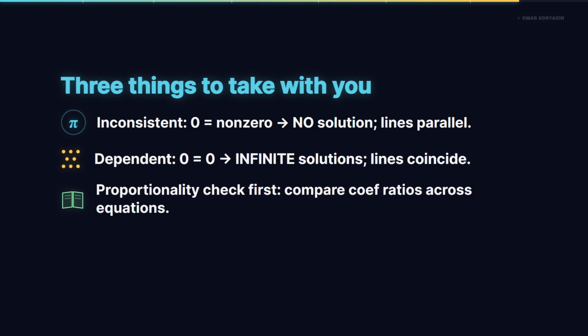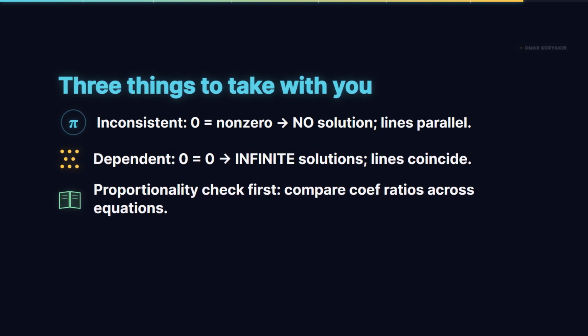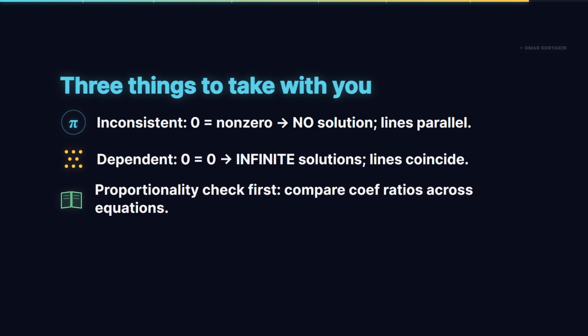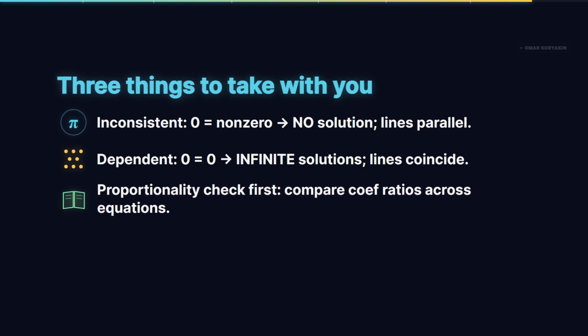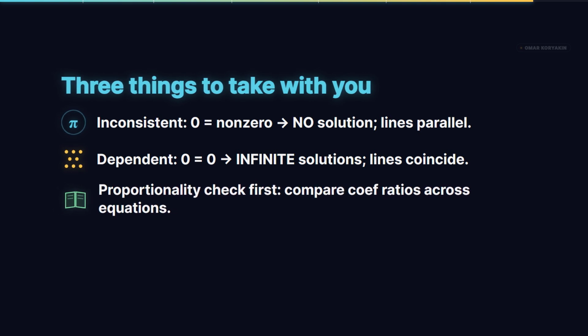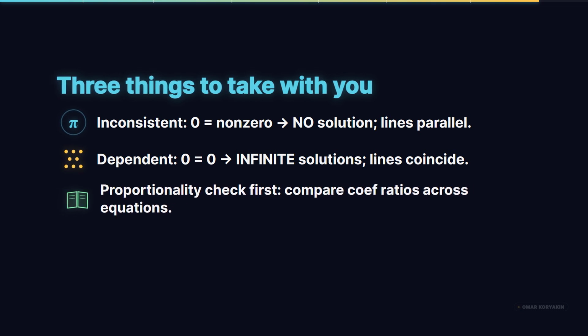Third, always run the proportionality check before extensive solving work begins on any linear system. Compare the ratios of the x coefficients across the 2 equations, the y coefficients across the equations, and the constants on the right side. If all 3 ratios are equal, the system is dependent with infinite solutions. If the x and y ratios are equal, but the constant ratio differs from them, the system is inconsistent and has no solution. If the x and y ratios are different from each other, the system has a unique solution, and any of the standard solving methods produces it cleanly.